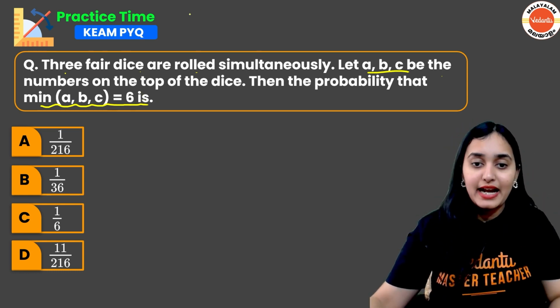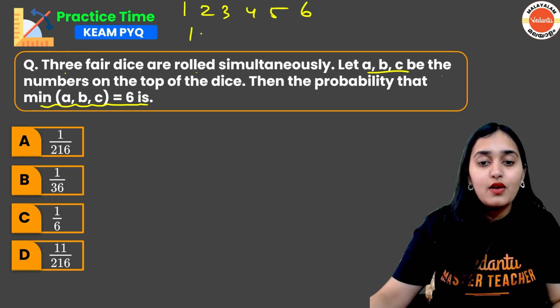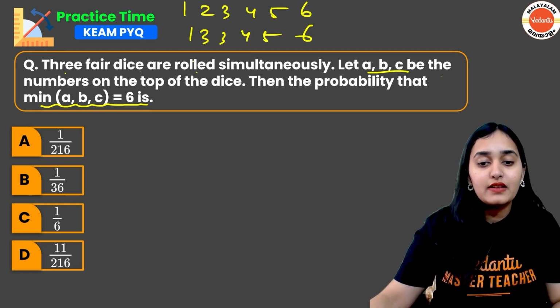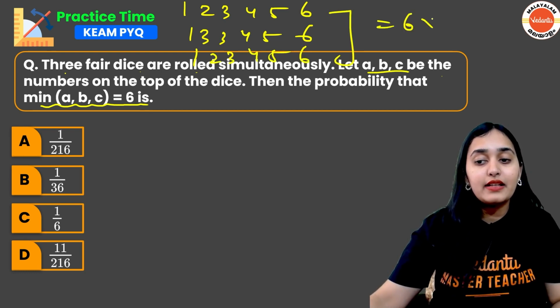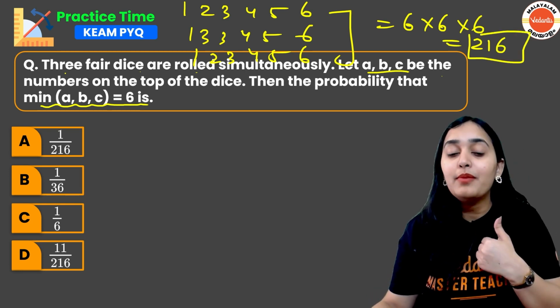Now, we know that every dice will have 1, 2, 3, 4, 5, 6. So, total there are 6 into 6 into 6, 216 outcomes. Now, in this, what is our favorable outcome?